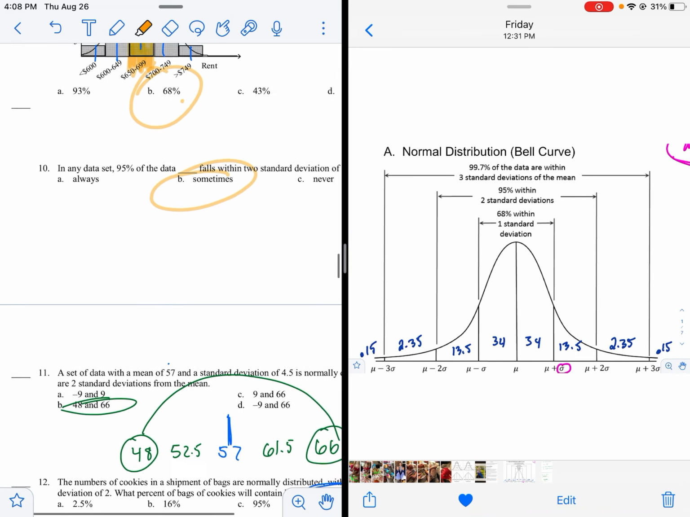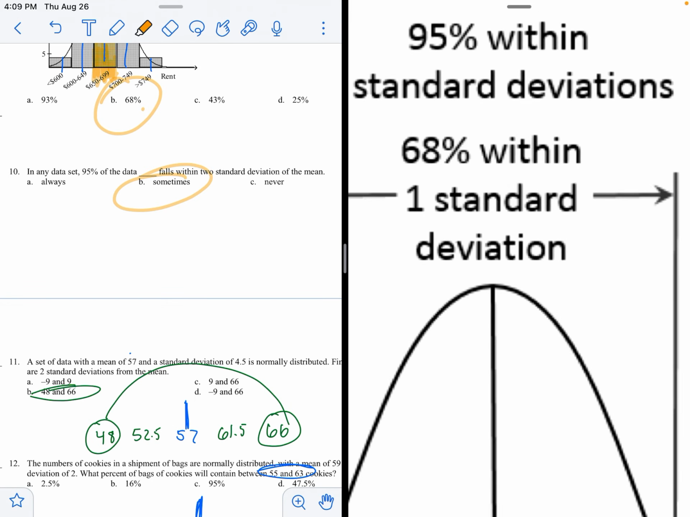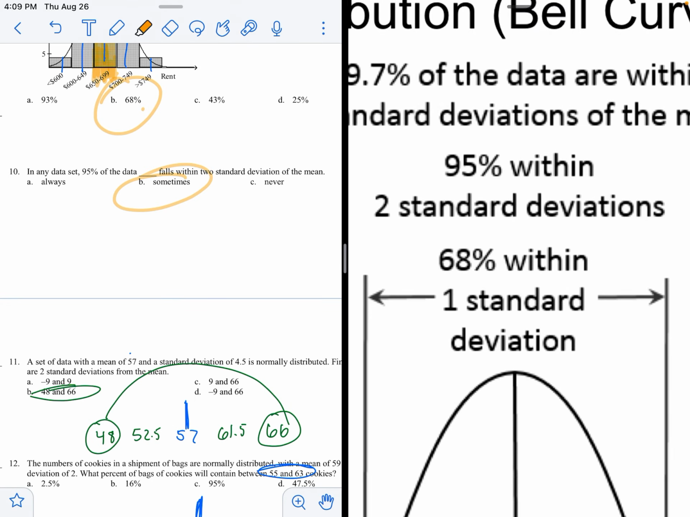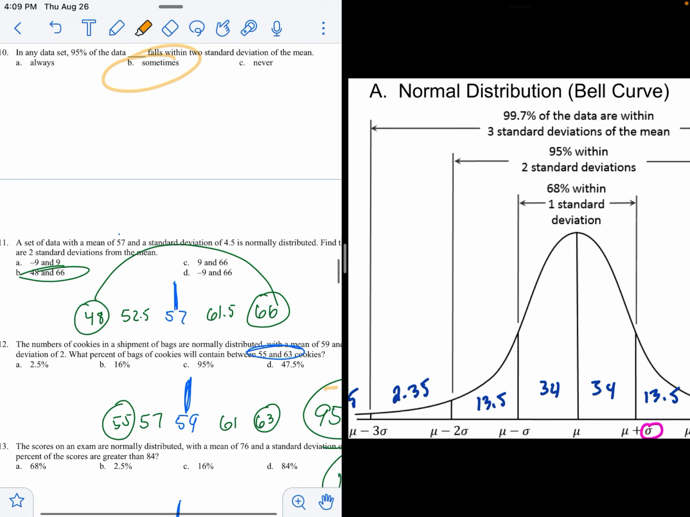Number 10, 95% of the data falls within 2 standard deviations. So they're talking about this right here where it says 95 at the top of the picture. 95 fits in 2 standard deviations, but that's only if the graph is normal. If it's not normal, then that does not apply. That's why the answer is sometimes.